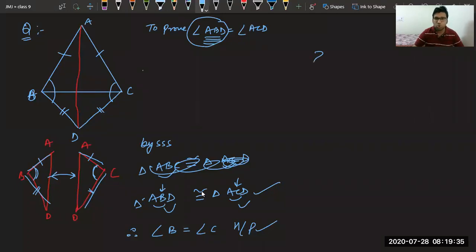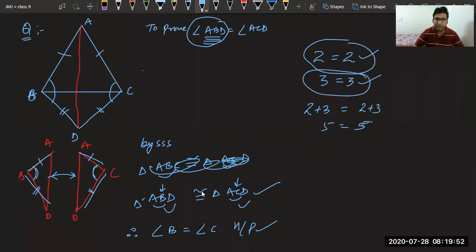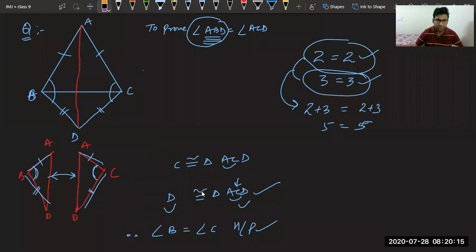If I say 2 is equal to 2 and 3 is equal to 3, they are two different equations. If I add them, what will happen? 2 plus 3 is equal to 2 plus 3. That is, if equals are added, then the wholes are equal. This thing we will use to prove this very easily. No congruency required at all. In this question, we could have solved without using the congruency rule. Let us see how. Shall we start with that method?